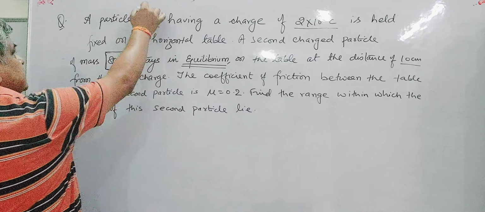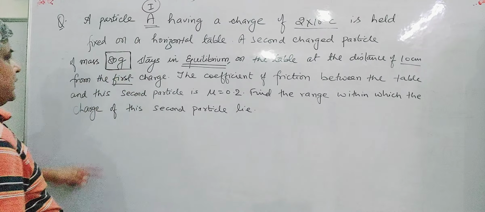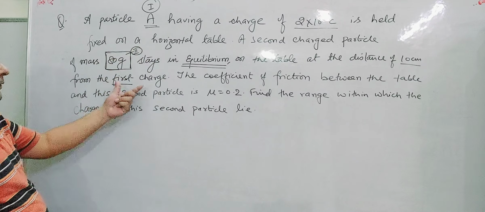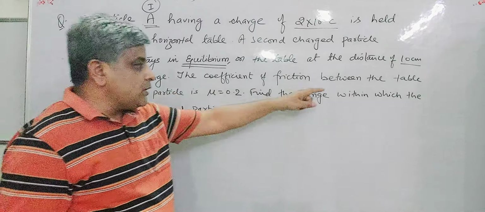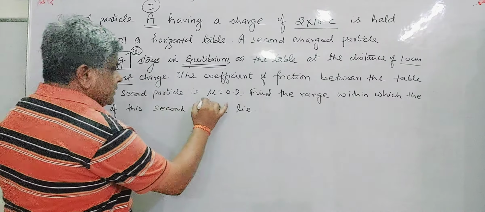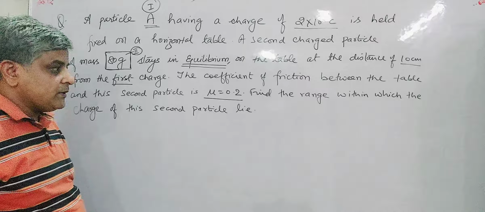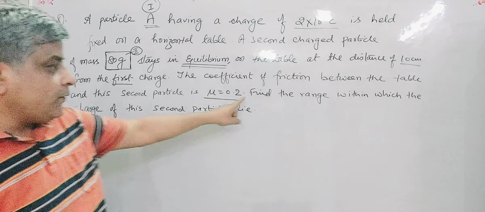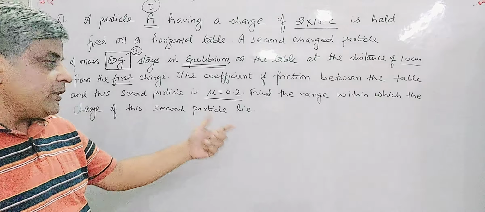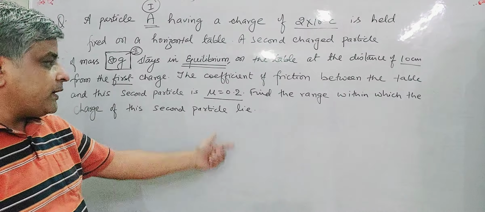This is the first charge and this is the second charge. The 80 gram charge is the second charge. The coefficient of friction between the table and this second particle is 0.2. Mu is given 0.2. So what do we have to find? We have to find the range within which the charge of this second particle lies.